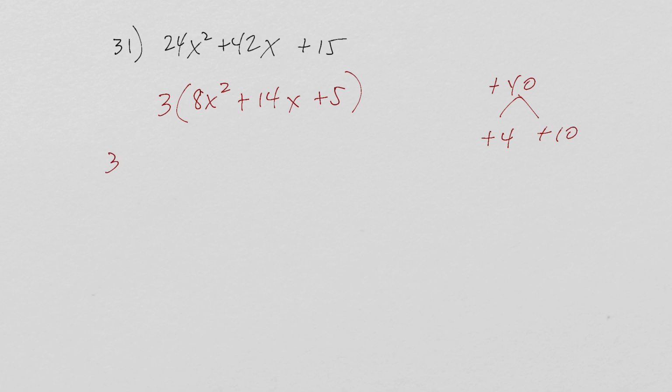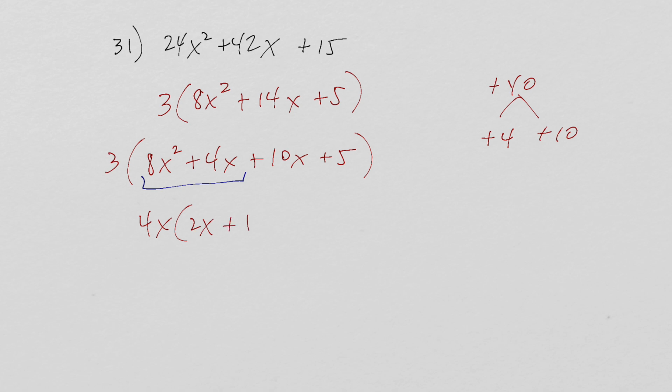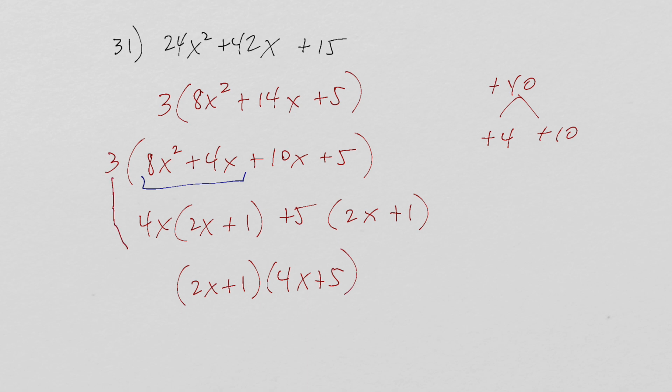So I have my 3 sitting out here, and I'll write 8x squared plus 4x plus 10x plus 5. I'll group these two together as if they're a separate problem. I have 2x plus 1. I'll leave a big space and put 2x plus 1. And then I'll put the positive 5 out here, because that multiplies out to that, and that multiplies to that. So I'm left with 2x plus 1 times 4x plus 5, but don't forget that 3.